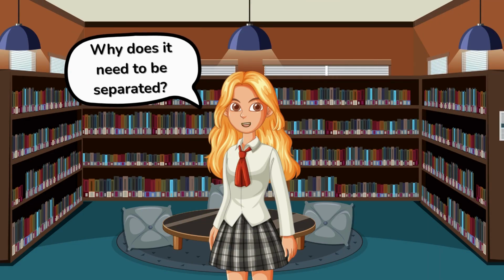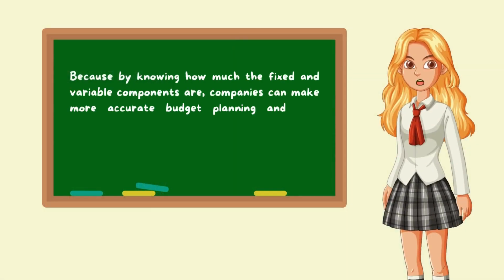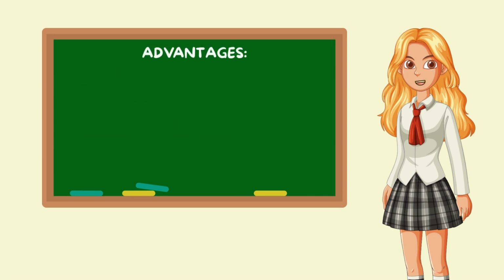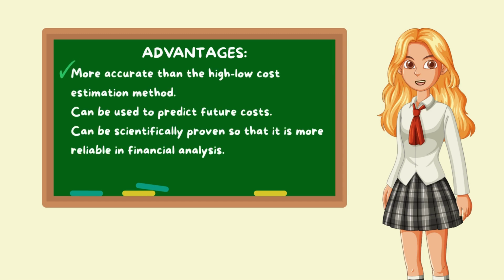Why does it need to be separated? Because by knowing how much the fixed and variable components are, companies can make more accurate budget planning and cost analysis. Well, one of the most popular methods for this is least squares regression. This method has advantages, namely, first, more accurate than the high-low cost estimation method. Second, it can be used to predict future costs. Third, it can be scientifically proven so that it is more reliable in financial analysis.